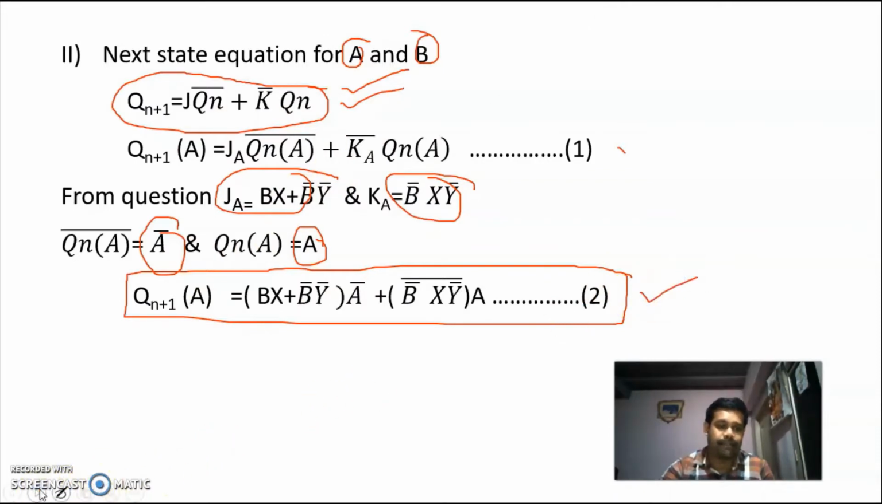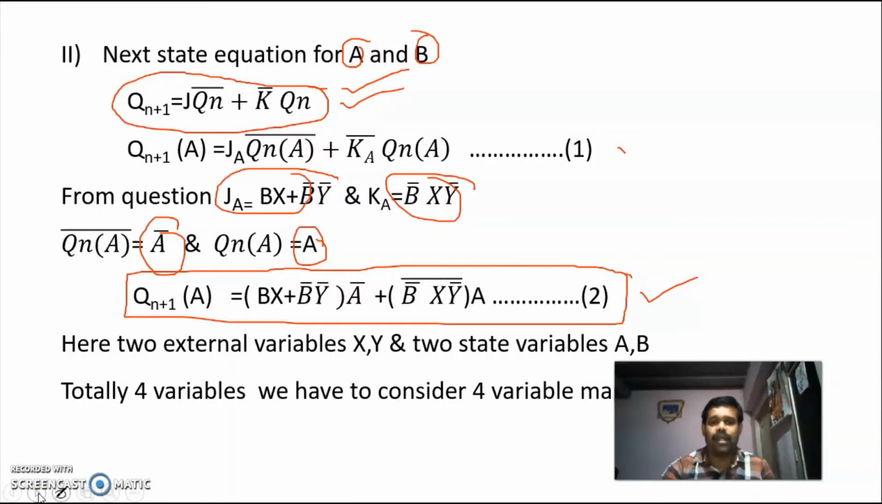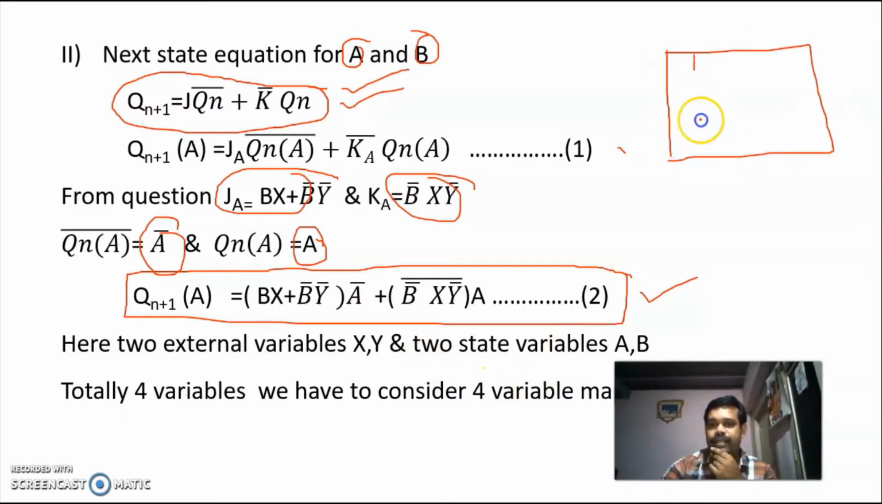Next, here you are having two external variables X and Y and two state variables A and B. So the next step is, in order to find the next state map, we need to draw a map having four variables. You have to draw a map with four variables.